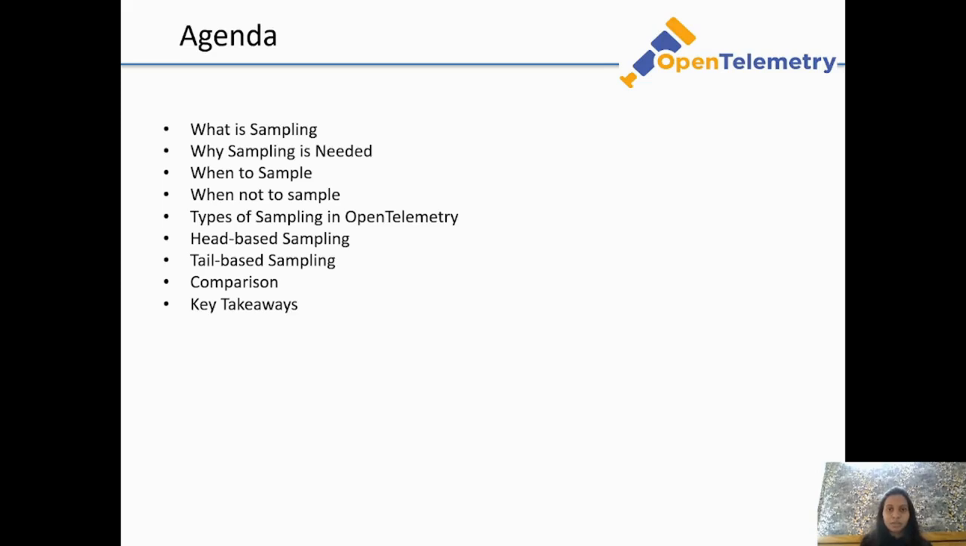So let's deep dive into this. We'll start with the agenda. Here we will cover what sampling is. First we will understand that, then we will see why sampling is needed and when it makes sense to use it, and then we will also discuss when sampling should not be used. After that we will explore the types of sampling in OpenTelemetry, mainly head-based and tail-based sampling, and then we will compare them and wrap up with the key takeaways.